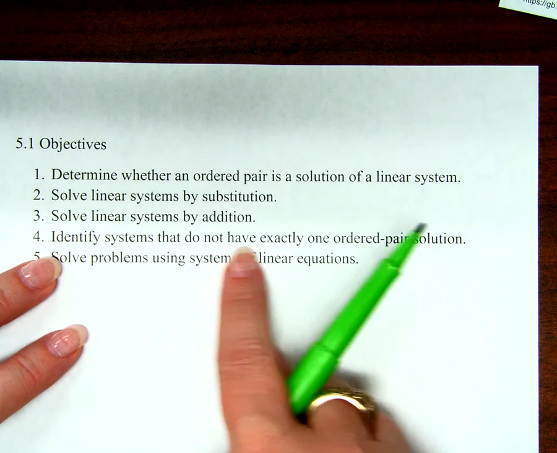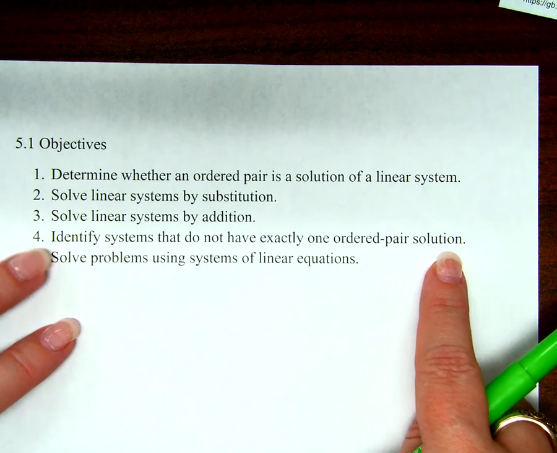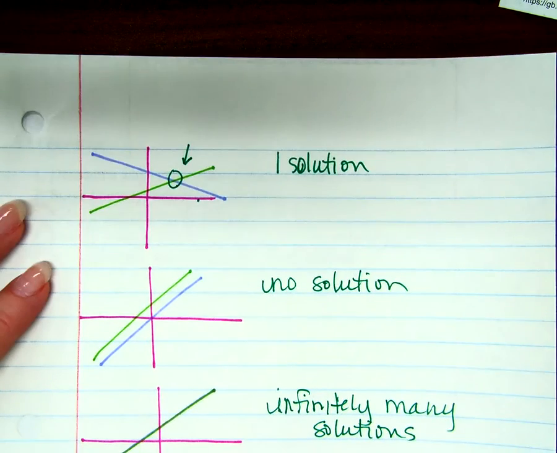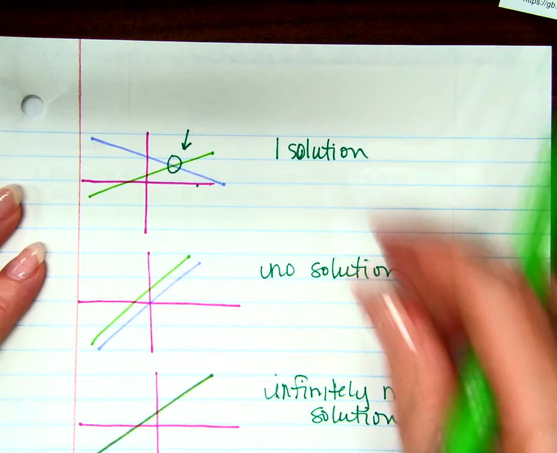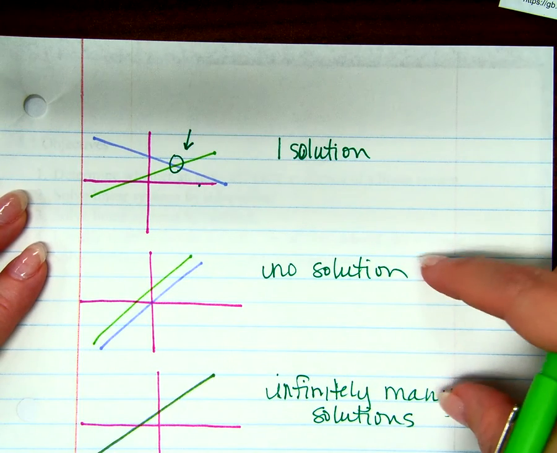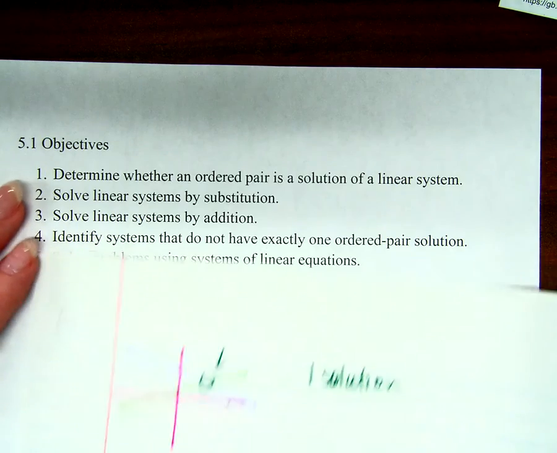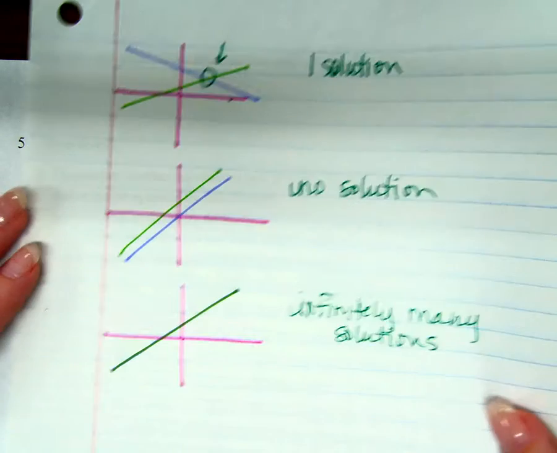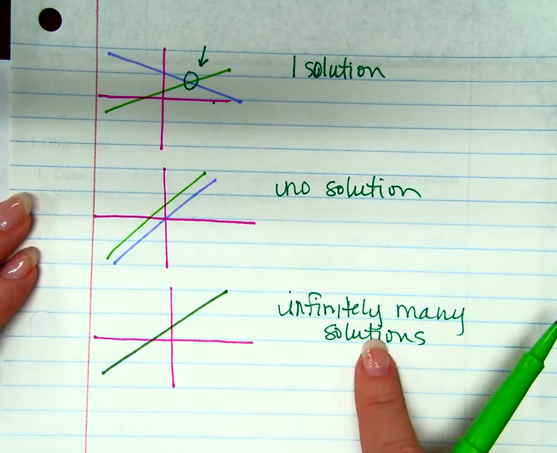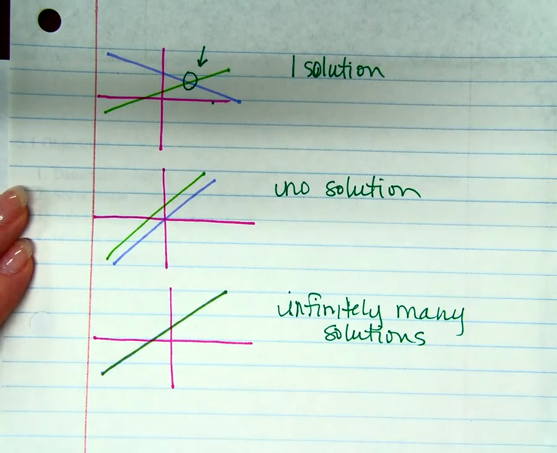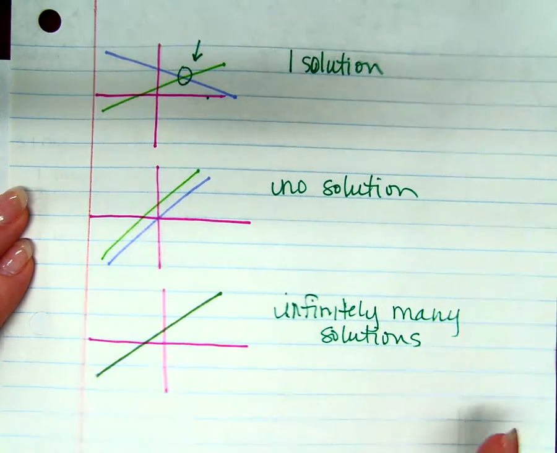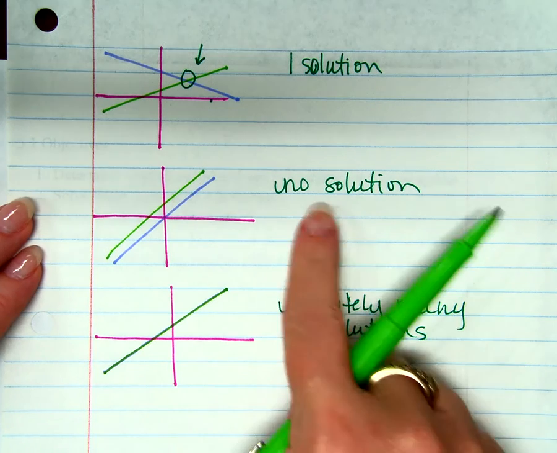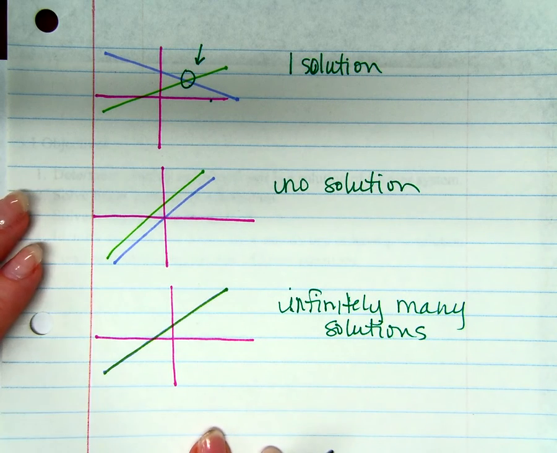Identify systems that do not have exactly one ordered pair solution. What are my 3 choices? Okay, these are my 3 choices. These are the 2 they're talking about, when they say do not have exactly one ordered pair solution. It's either no solution or all of them. And now you know what it looks like when you solve the equation. If it's a true statement, then it's infinitely many. If it's not a true statement, it's no solution. Got it?